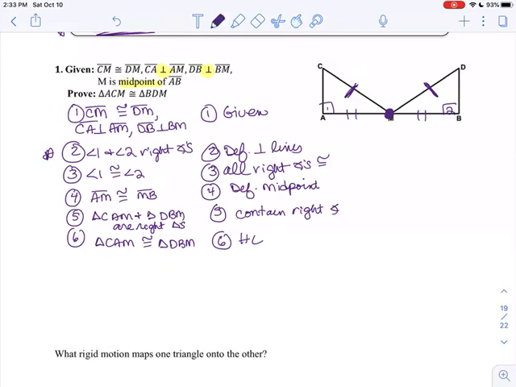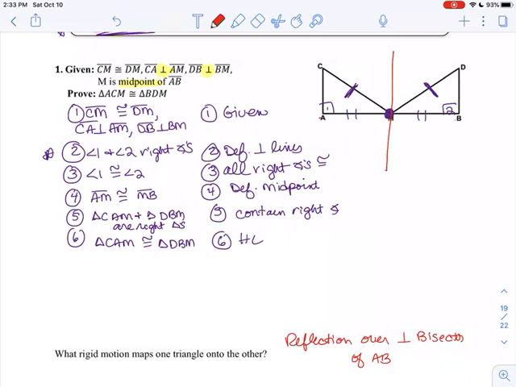Okay, so that is a hypotenuse leg proof. What rigid motion maps one triangle onto the other triangle? Well, if I had a line right smack down the middle, then A would map to B, C would map to D, and M would map to M. What line would that be?